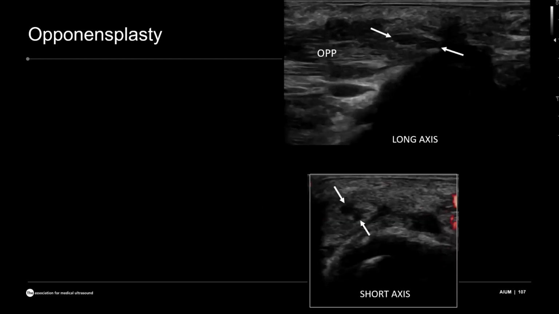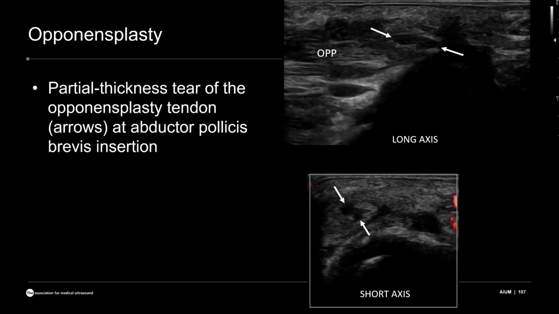And then here it is. I think it's much more convincing in real time, but these are the static images. There's that short axis image showing the partial thickness tear. Long axis, there's the opponensplasty tendon coming in, inserting on there. There's that anechoic cleft. So this is very useful information for the surgeon. It's a partial thickness, not a full thickness. They decided to do conservative therapy as opposed to going in again and revising the tendon.